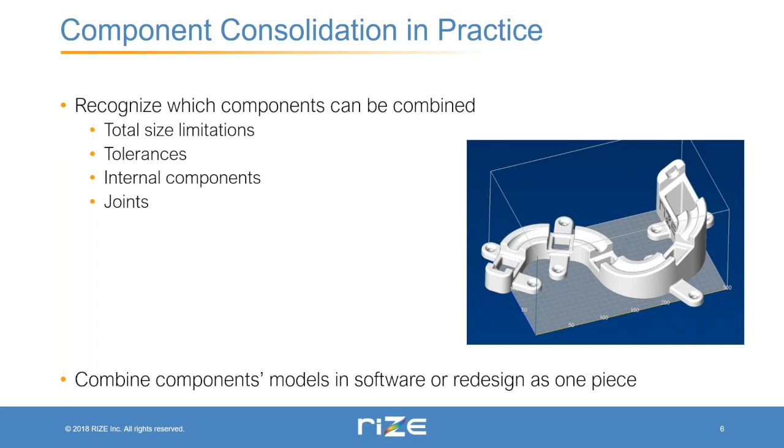And finally, there are a few different ways of creating the consolidated component assemblies. One of them is to just take the model files in your software and combine their geometries together. And this is a pretty quick way of accomplishing what you need to.